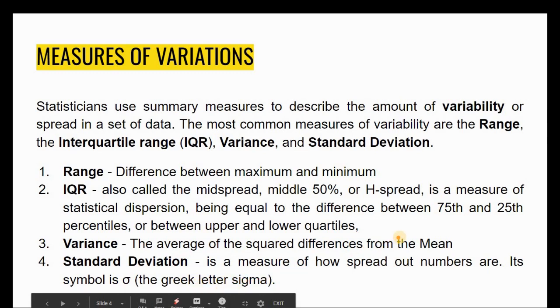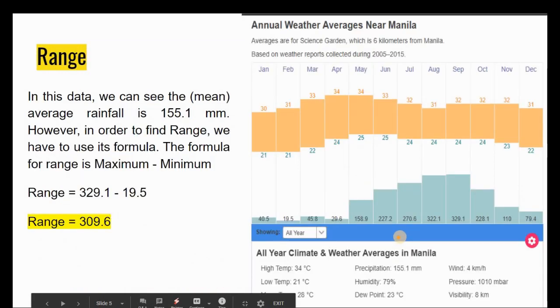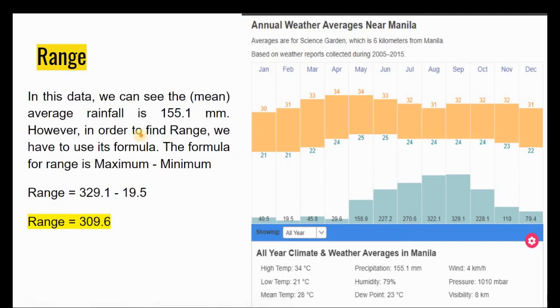Okay? So, here, let's start with range. So, paano ba natin makukuha yung range? Sabi kanina, it is just maximum minus minimum. So, dito, meron tayong example ng data of rainfall for Manila in a year.